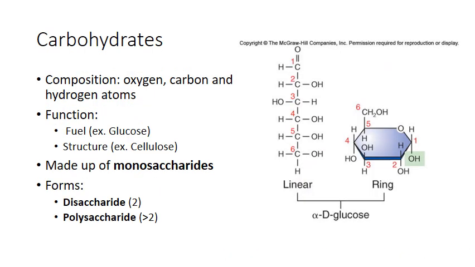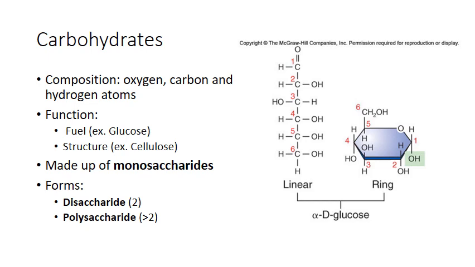So carbohydrates are made up of carbons, oxygen, and hydrogens, just like this. Their main functions in plants and animals are to serve either as a fuel or as a structural component. Glucose actually also makes up the outside of plant walls as cellulose.